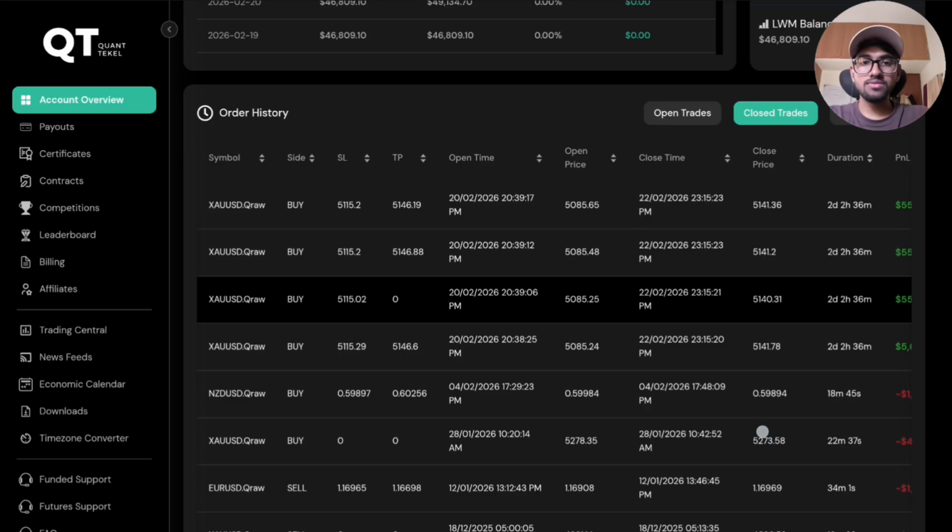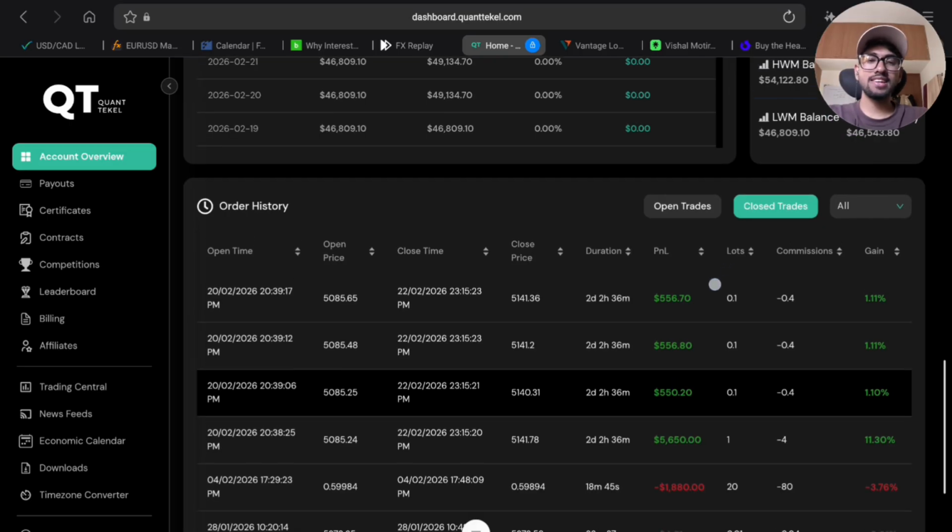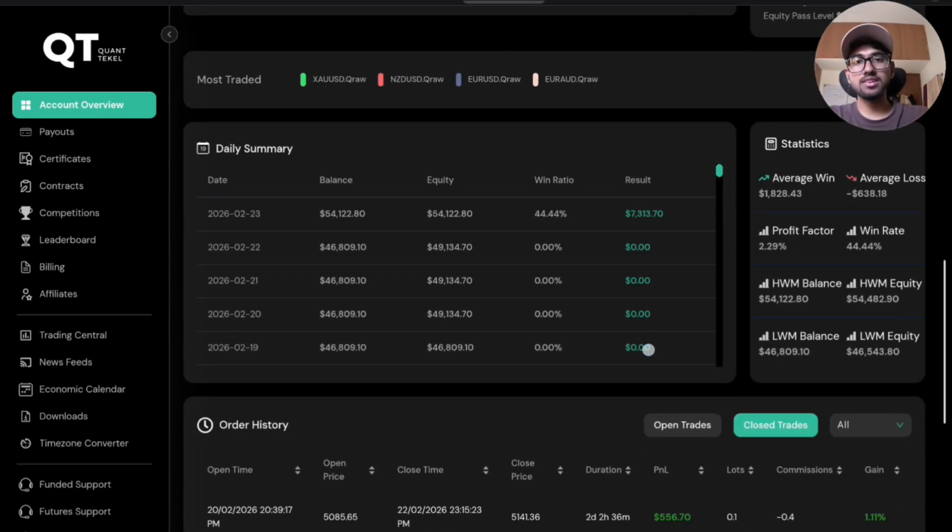I set a target of 5146, but I was active on Monday morning, trying to close the trade as soon as the market opened. And that's when I saw that I had already hit my target, so I just sold it off immediately.